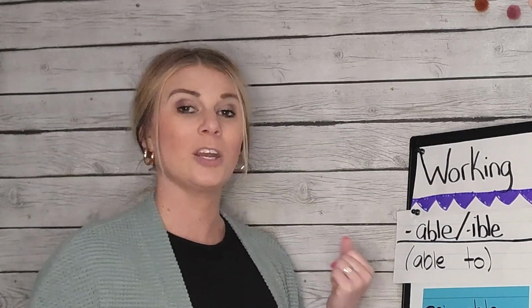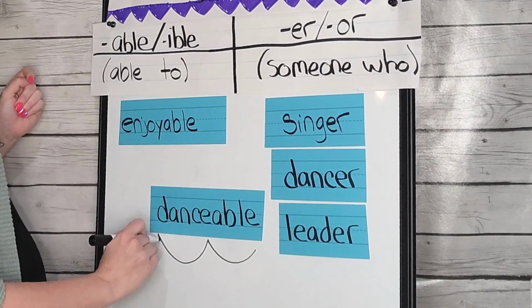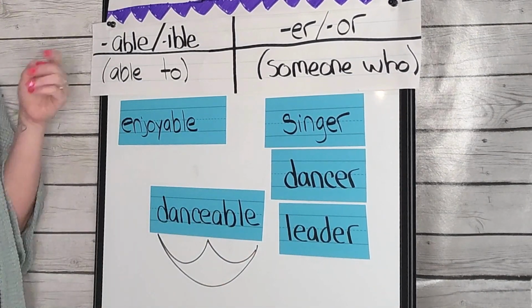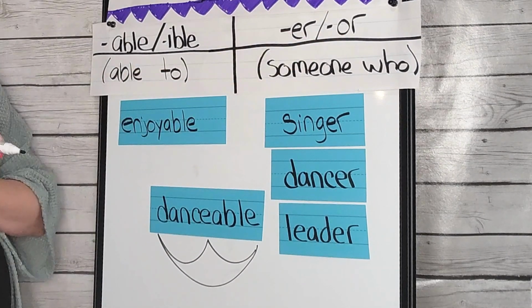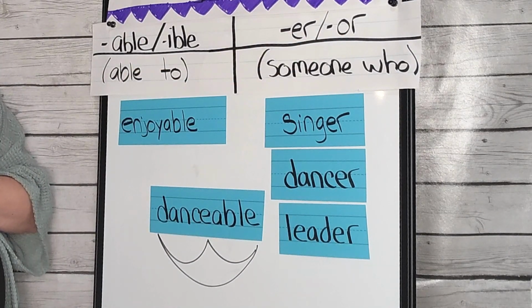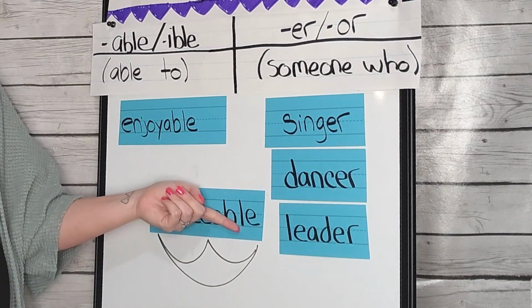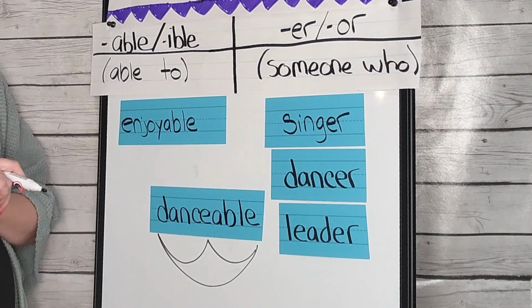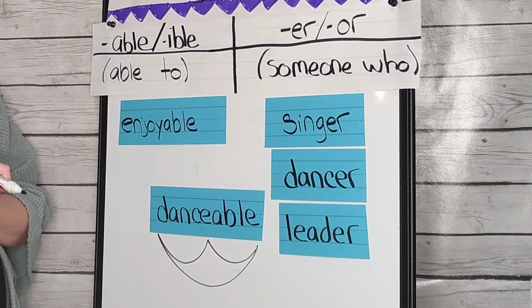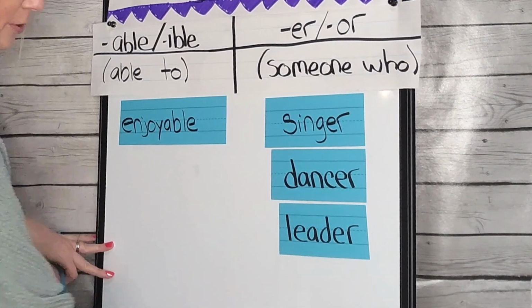We're down to our last word, readers. Here we go. Let's loop and swoop. Danceable. Do we see able or ibble as a suffix in this word, or do we see er and or as a suffix in this word? You're right. I see able also, which tells me that if something is danceable, it's able to be danced to. The beating of the drum and the sound of the singing at the powwow was so danceable. Let's go ahead and put this word where it should go in our sort.